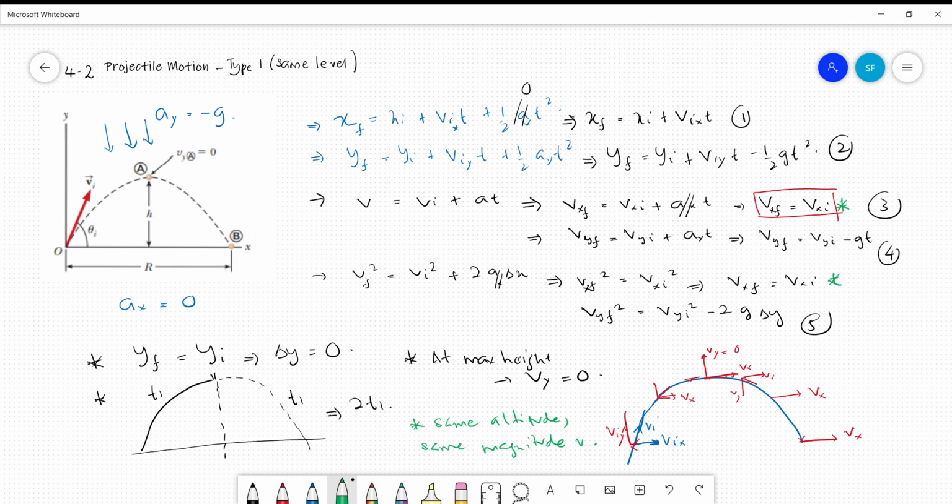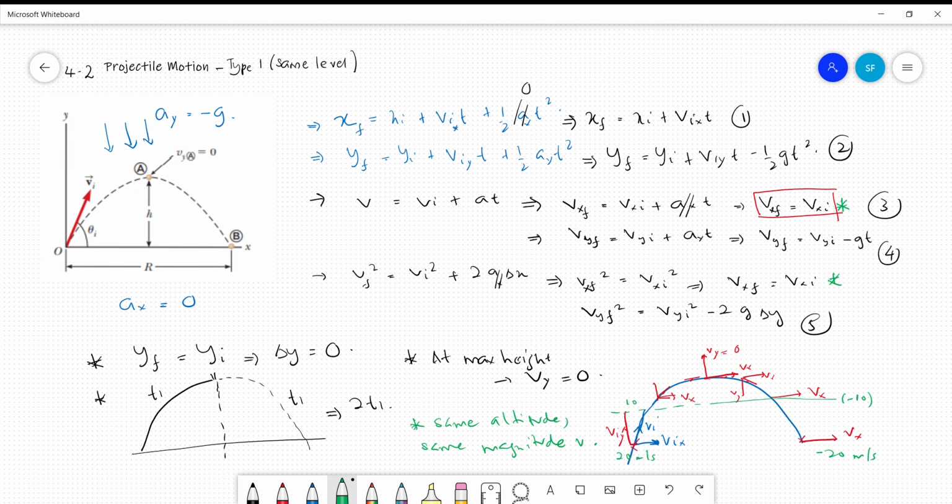As I have mentioned in free fall, it is the same: at the same altitude, it will have the same magnitude. If here it is 10, here it is also 10. But here it must be negative because it is going downward, isn't it? If here is 20 meters per second, then at the other side it will be negative 20 meters per second. So we can make this assumption if the motion diagram is symmetrical. It looks symmetrical, isn't it?